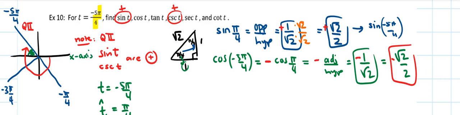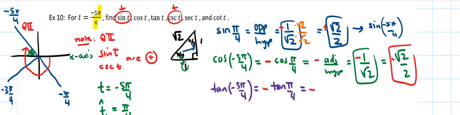Almost there. We're going to take tangent of negative 5 pi over 4. And reminding ourselves, we can relate it to the reference angle, but we remember that in quadrant 2, tangent is negative. So it's the same idea. Tangent of negative 5 pi over 4 is the same thing as the opposite of tangent of pi over 4. And so all we're doing is carrying that negative sign over.